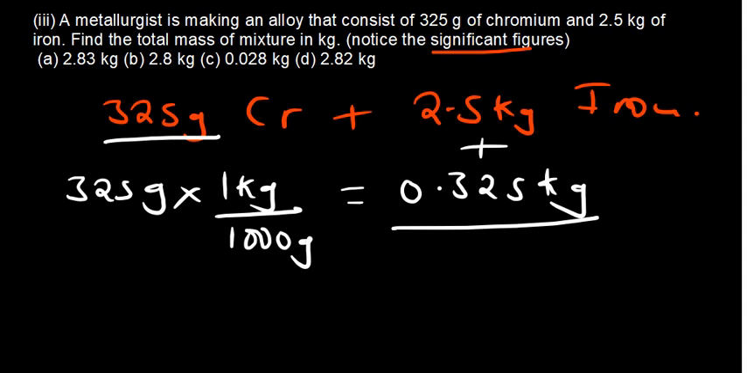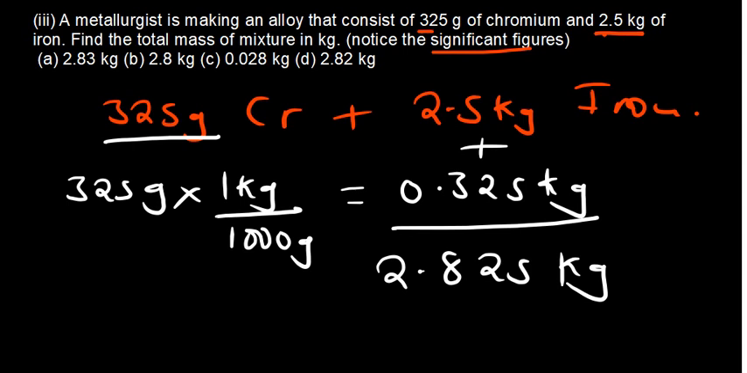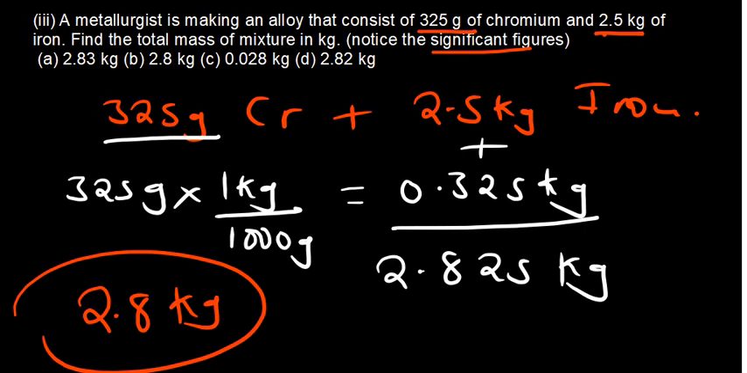After adding, I'm getting 2.825 kilograms. But we also need to take into consideration the number of significant figures. How many significant figures do we have at the start of the question? We have 2 there, 3 there. So we consider the least number of significant figures. Therefore, our solution is just 2.8 kilograms, because we are considering the smallest number of significant figures, or the smallest number of decimal places in terms of addition.